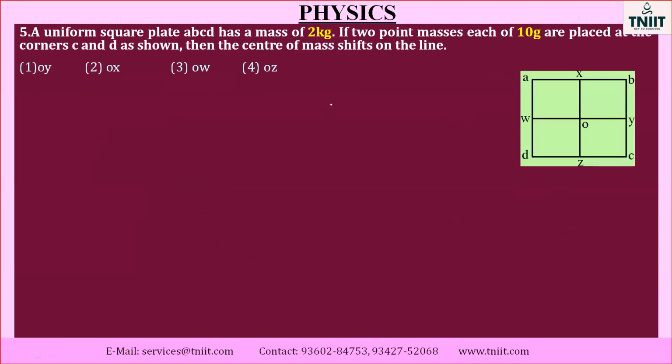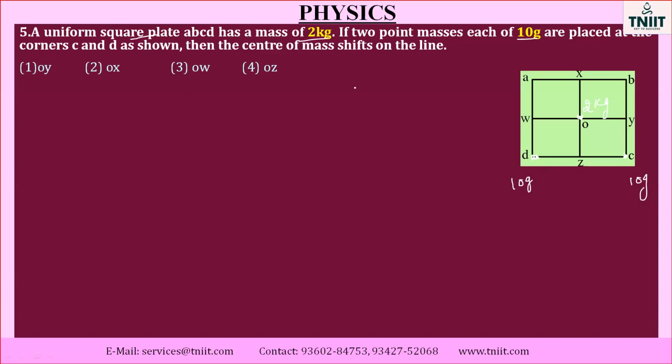Look at the next problem. There is a uniform square plate ABCD of mass 2 kg. Two point masses of 10 gram each are placed at the corners C and D as shown. This is C and this is D. This C and D have 10 grams each. This square plate has how much mass? 2 kg.